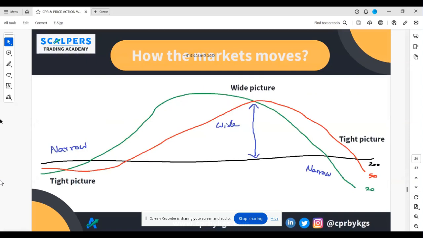So whenever all the three moving averages are closer to each other, we can take a trade. That is called a tight picture. What is a tight picture? 20, 50, 200 candles are closer to each other. It is called a tight picture.